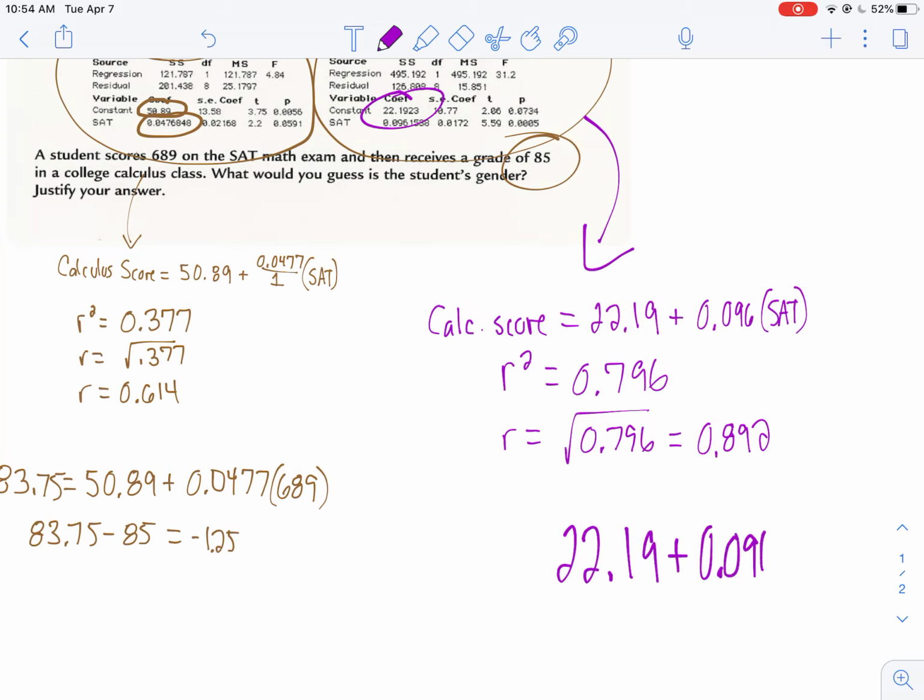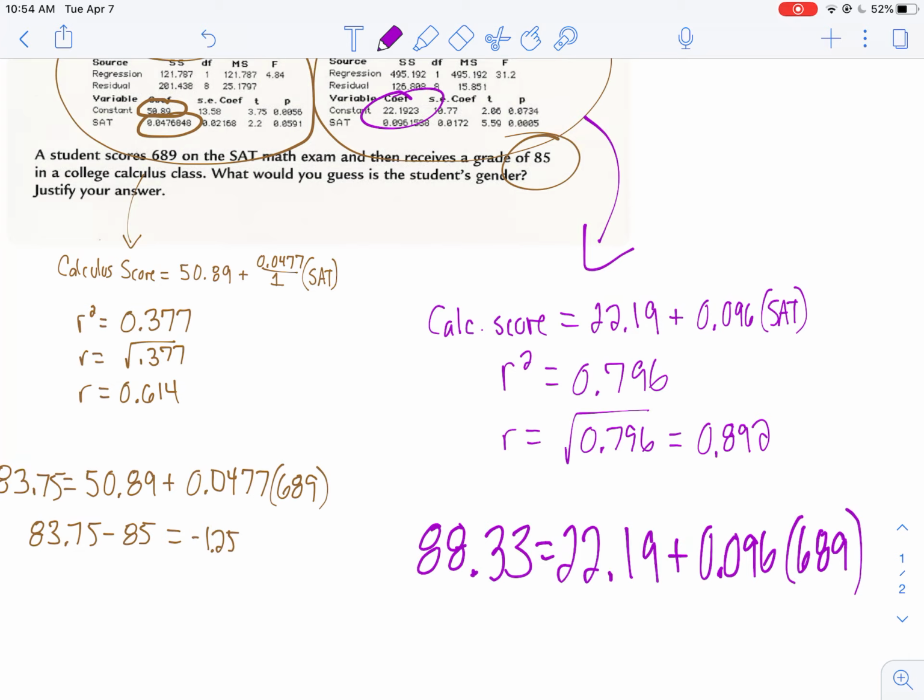22.19 plus 0.096. Again, we're going to plug in that SAT score of 689. Plug in these values, see what we get. 0.096 times 689 plus 22.19. Okay, in this case, we get 88.33. That's what we would expect now.